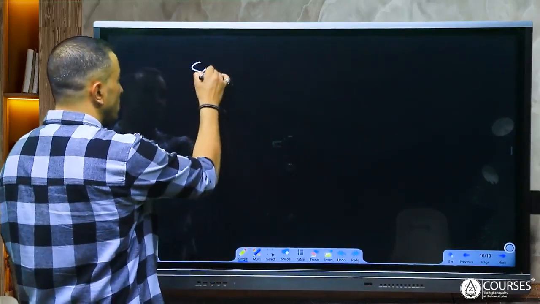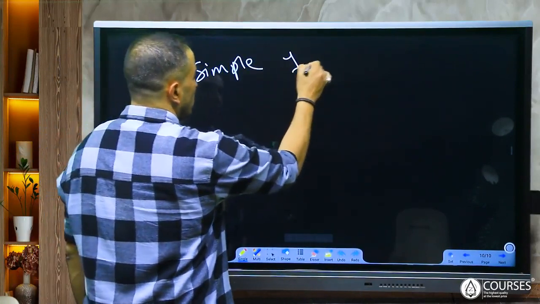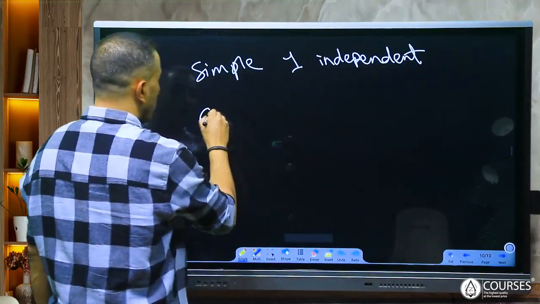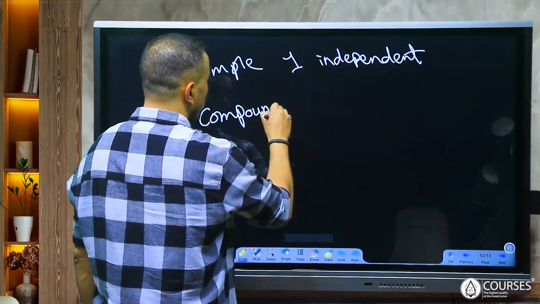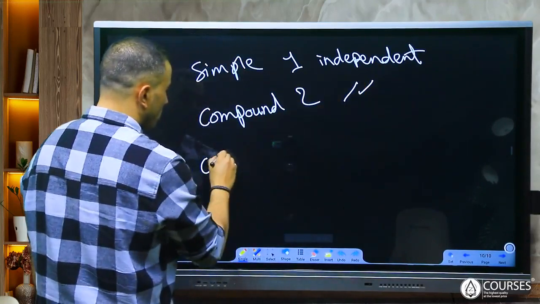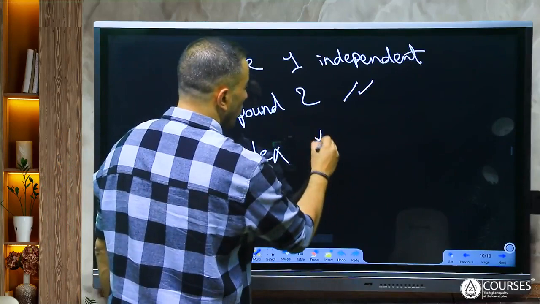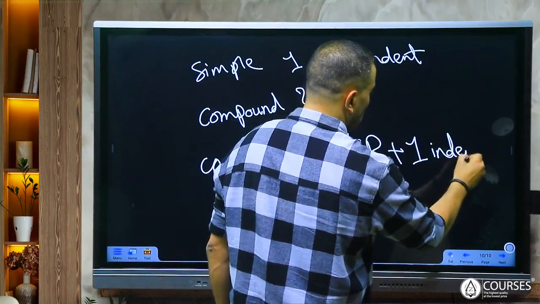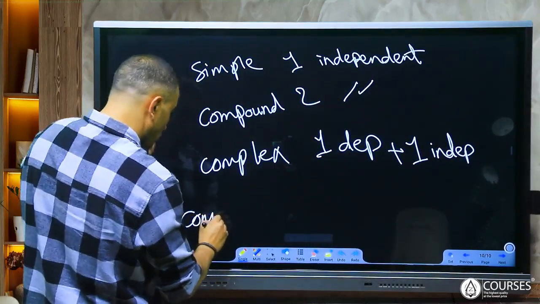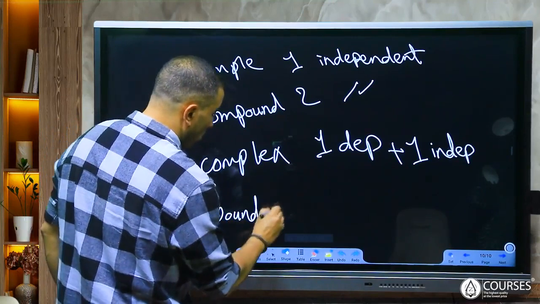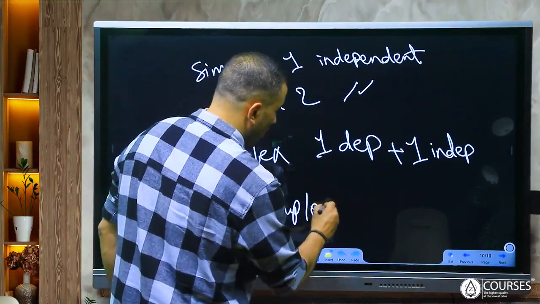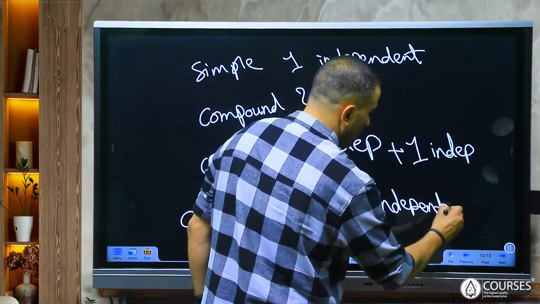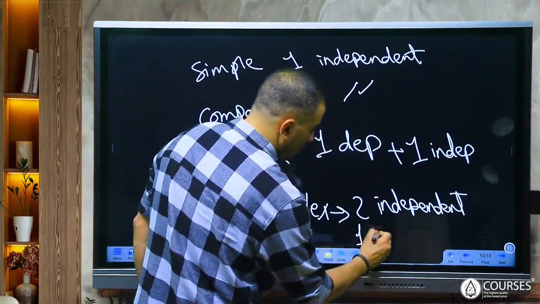The fourth type of sentence and the last one according to structure, we see the simple sentence: one independent. Compound sentence: two independent. Complex sentence: one dependent plus one independent. And the compound complex one. The compound complex sentence consists of two independent plus one dependent.